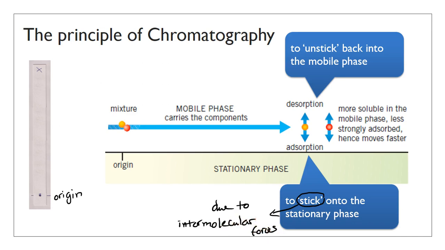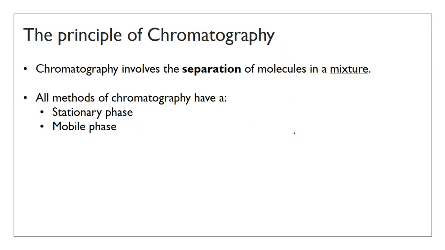And to unstick or to dissolve is just when you want to get out of that surface. So when a mixture travels across the stationary phase, it's going to stick onto the stationary phase due to forming different ranges of intermolecular forces, and the strength of that will allow the separation to occur. Yeah, so it rises up, or in this case, it goes to the right, and the degree of adsorption is going to cause the separation.